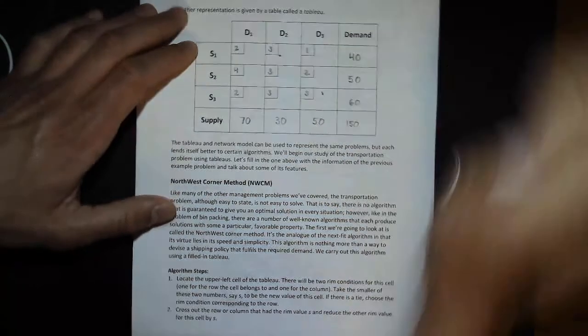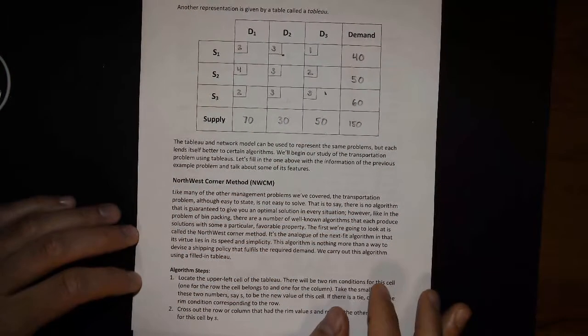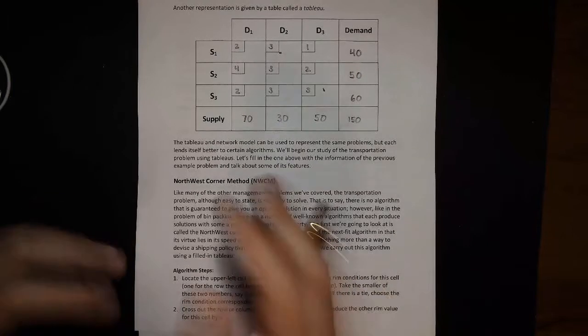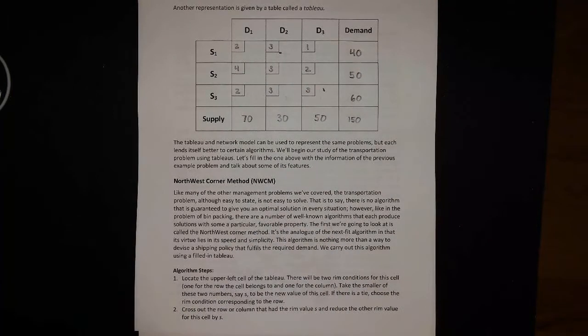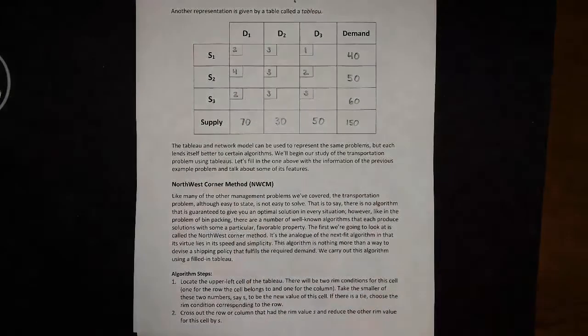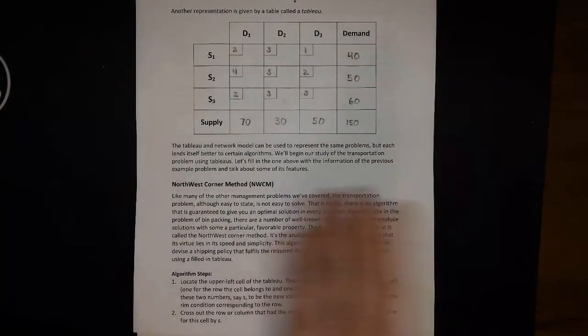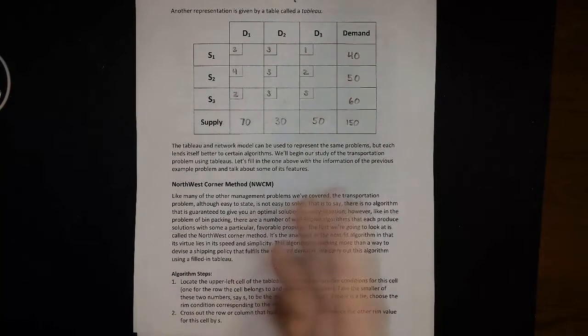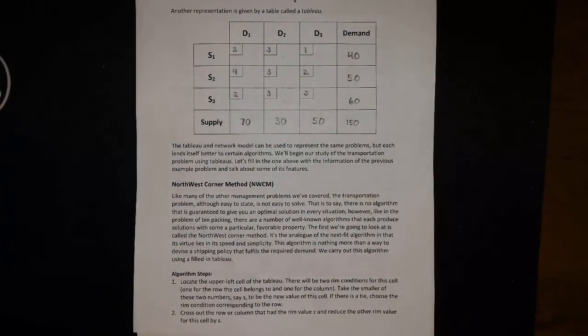Alright, so the tableau and network model can be used to represent the same kinds of problems as we saw, but each lends itself better to certain algorithms. So we'll begin our study of the transportation problem using tableaus, and algorithms that use the tableau structure. We filled in the tableau with information from the previous example, and we've talked about some of the problems. So I'm going to conclude this video here.